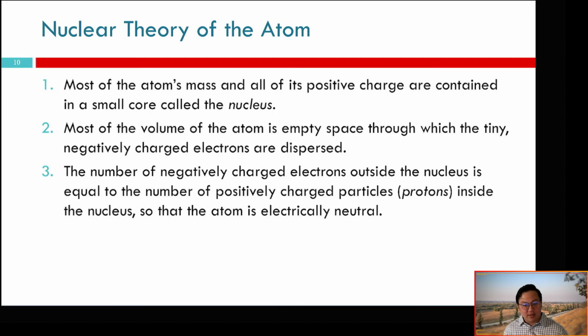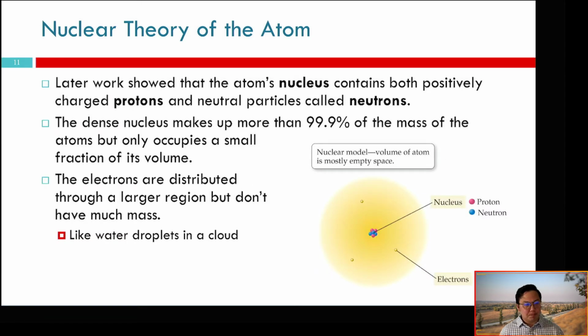The number of negatively charged electrons outside the nucleus is equal to the number of positively charged particles, which we'll learn are called protons, inside the nucleus, so that the atom is electrically neutral. That can change. They're not always electrically neutral, but for an electrically neutral one, the charges are equal. Later work showed that the atom's nucleus contains both positively charged protons and a neutral particle called neutrons. The dense nucleus makes up more than 99.9% of the mass of the atom, but only occupies a small volume. The electrons are distributed throughout the outside, kind of like water droplets in a cloud. So you've got a teeny tiny nucleus in the center, and then a cloud around it.